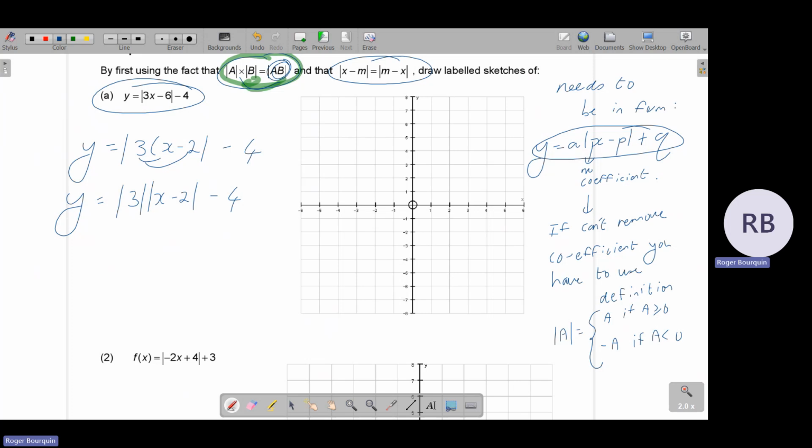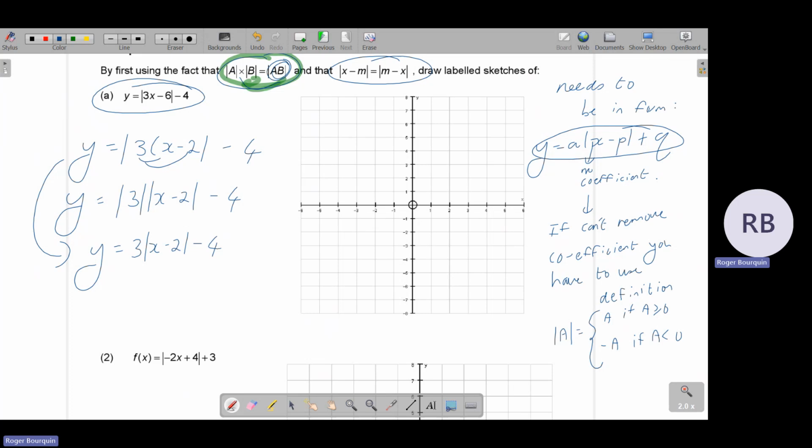You can skip this step if you want to. Why? Because what's the absolute value of 3? If we went straight to there, it wouldn't matter. But remember that was negative 3, so that'll be the absolute value of negative 3, which becomes 3. So I get y is equal to 3 times the absolute value of x minus 2, minus 4.